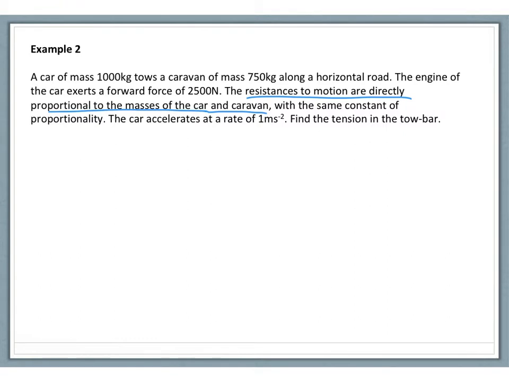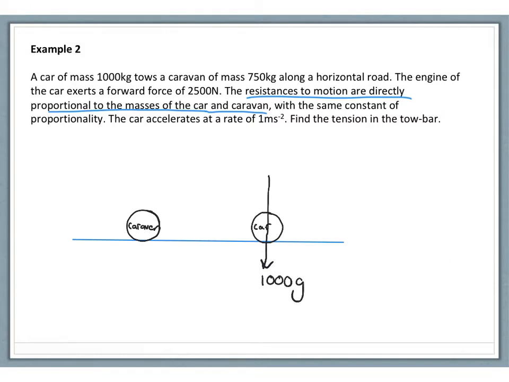So there's a lot to break down here, but the first thing that's clear is we need a diagram that illustrates this information. So here's our road, which we know is not smooth. There's resistances acting on it. I'm going to have my car modelled as a particle here, and my caravan modelled as another particle over here. Now the car has got a mass of 1,000 kilograms, so 1,000 g, like that, and there'll be a reaction force balancing that vertically upwards. The caravan has a weight of 750 g and a reaction force like so.